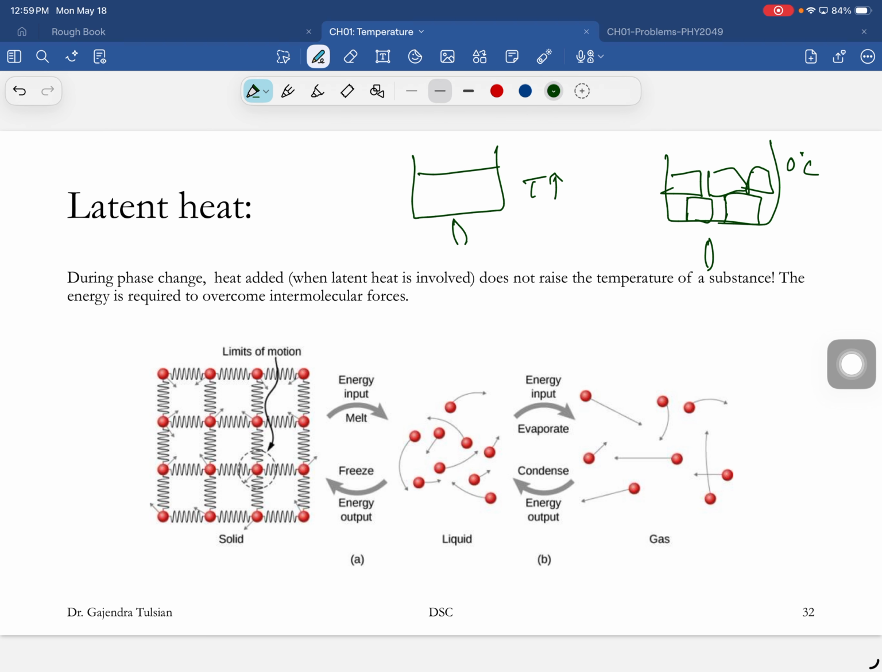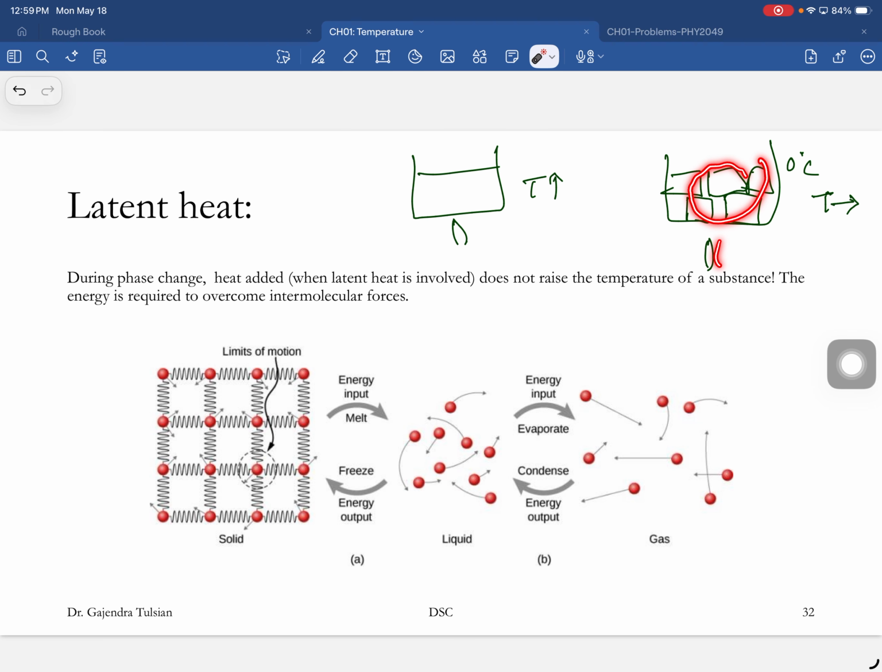So this is latent heat of fusion, and this is latent heat of vaporization. Latent heat of fusion is when you're going from solid to liquid, and heat of vaporization is when you're going from liquid to gas. These are numbers in joules per kg. This number is easier to remember, 80 calories per gram, and this is 540 calories per gram.